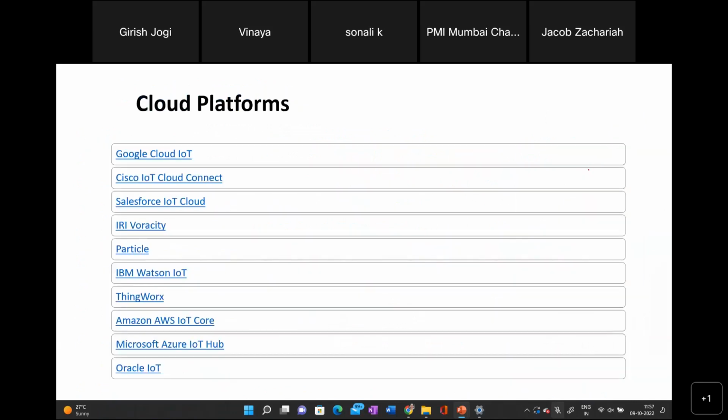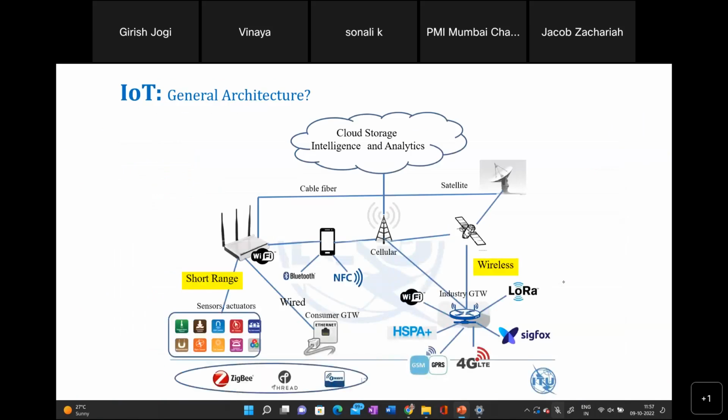So there are n number of IoT cloud platforms also available, which allow you to go for easy deployment of your application. Starting from Google IoT platform to Amazon AWS IoT Core, which we can say is number one these days, or Microsoft Azure IoT Hub, which is also helping in many applications.